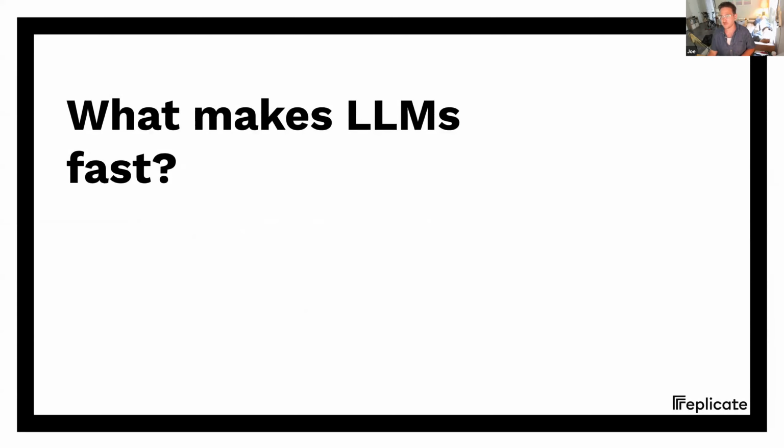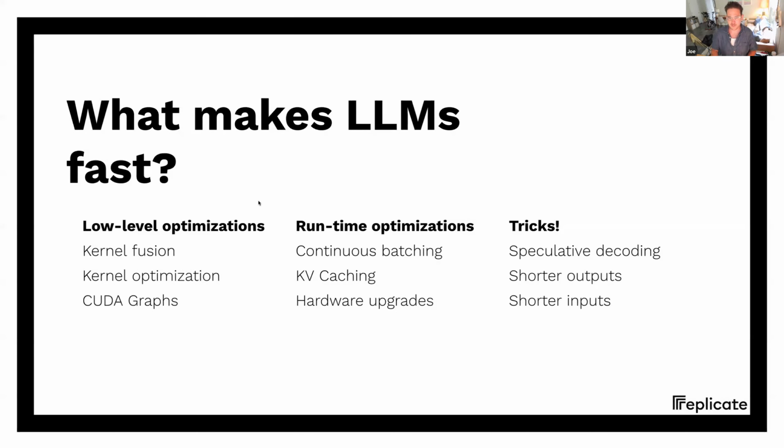What makes language models fast? We talked about some low-level optimizations: kernel fusion, kernel optimization, CUDA graphs. There are things that we can do at runtime also. Continuous batching, which I'll talk a little bit about in a second. KV caching: instead of having to re-encode, say, your prompt or your chat history during a chat exchange, you can retain your KV embeddings and then reuse those for subsequent computations. Hardware upgrades, that's a good one. Just pay more money for your GPU. Your models will get faster.